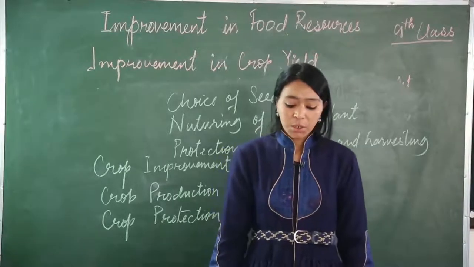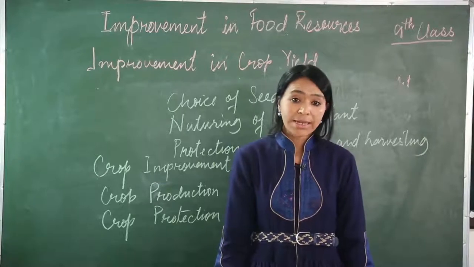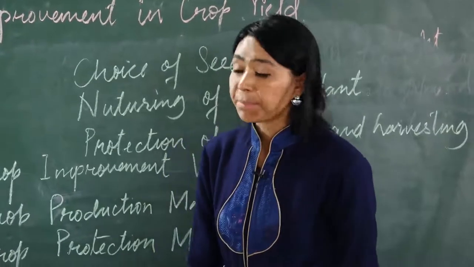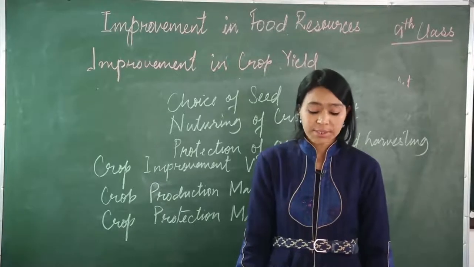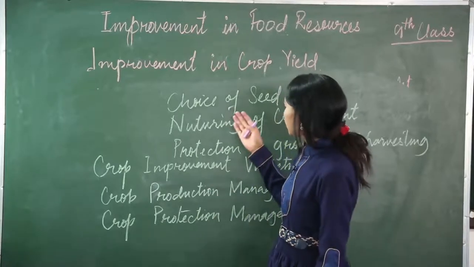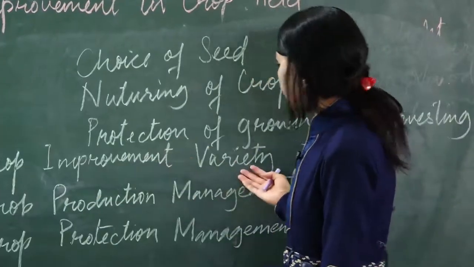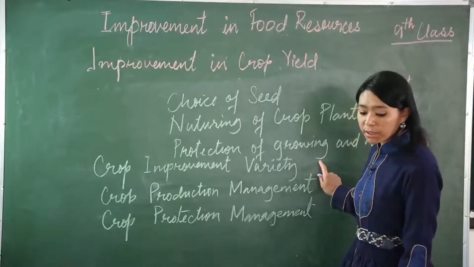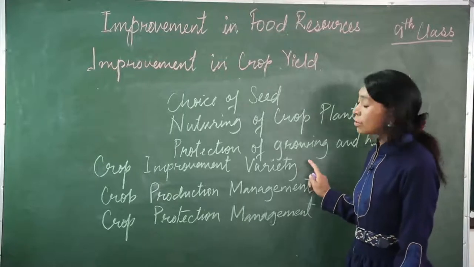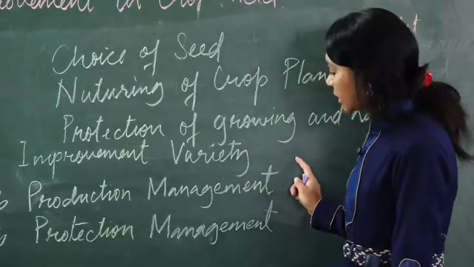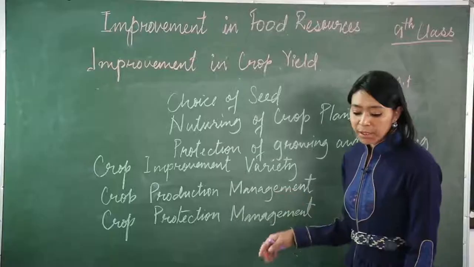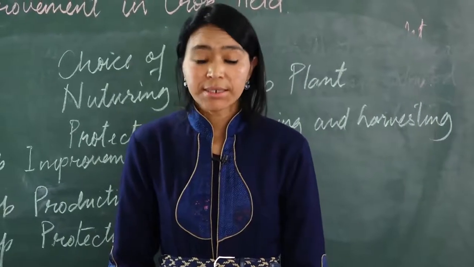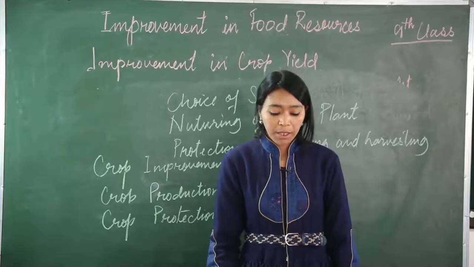This approach depends on finding the crop variety that can give us a good yield. A variety of crop can be selected by breeding of various useful characteristics. When we choose the seed, when we choose the variety, that variety should be disease resistant, it should respond to fertilizers, and product quality and yield should be high.